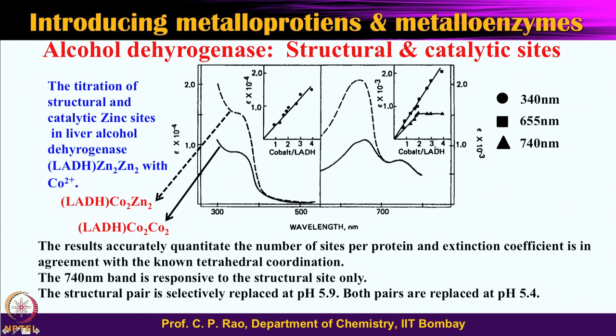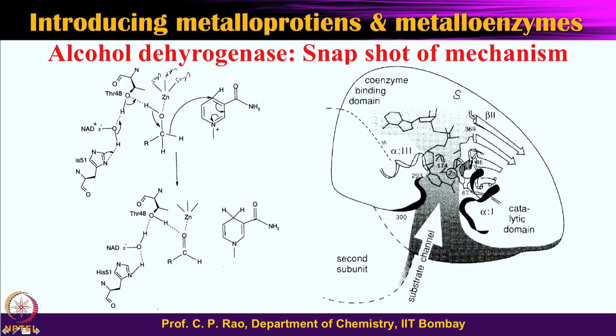So, you have a structural part, you have a catalytic part, and therefore, one can definitely identify the difference and quantify the ion 2. So, either you will be replacing the structural, or you will be replacing the catalytic, or you will be replacing both. That can be identified from the absorption spectra when you do the absorption spectra as a function of the addition of the cobalt ion, and that is exactly what is done. So, you can quantify the things.